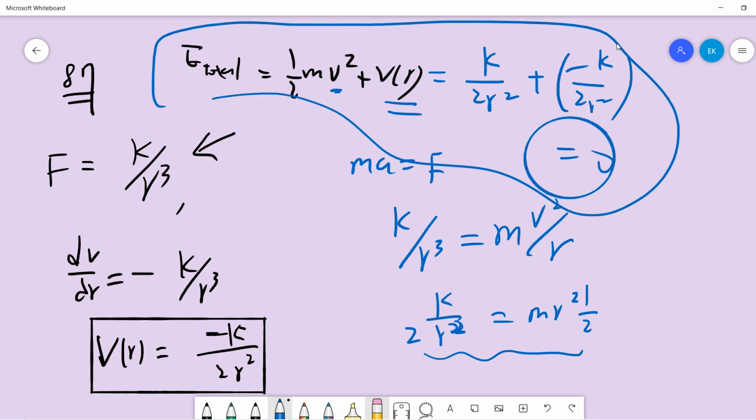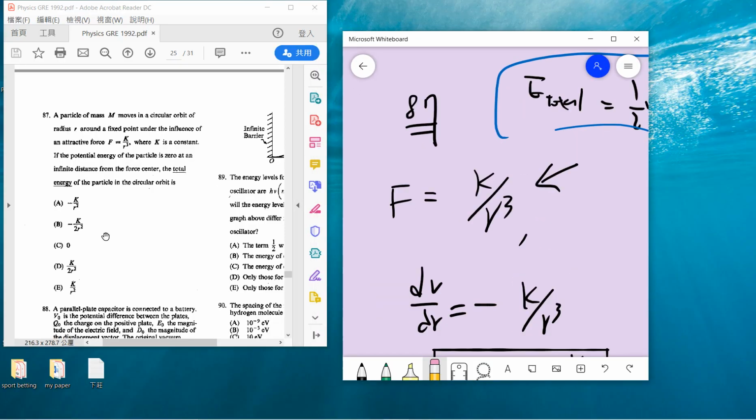So the total energy is 0. Total energy is 0, so the answer is C. The answer is C.